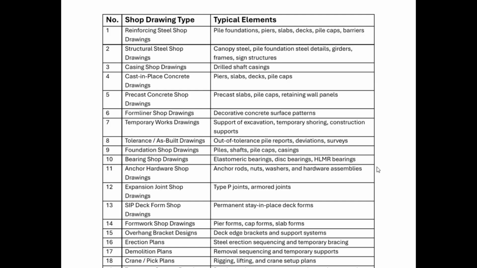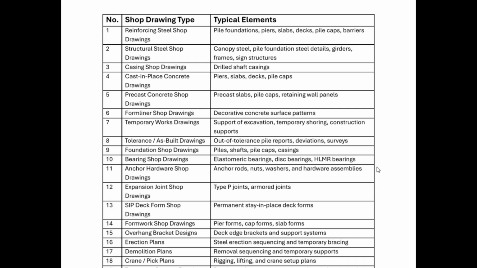We are gonna talk about shop drawing review in this video. So let's get started with the shop drawing review universal cheat sheet that I prepared for all of you guys. Starting with reinforcing steel shop drawing, the typical elements included are pile foundations, piers, slabs, decks, pile caps, and barriers. There are other elements as well. These are the main elements that are included in this video.